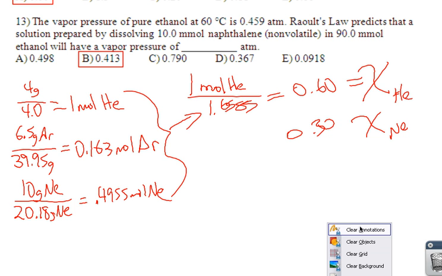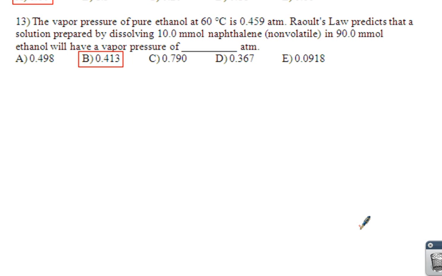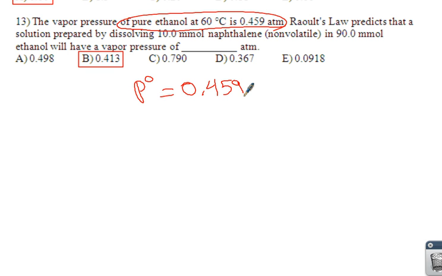We have the pure pressure of ethanol, so that is P prime equal to 0.459 atmospheres. Raoult's law predicts that the pressure is going to be dropped, so we're actually looking for the other pressure. Put a question mark. In order to do that, we need chi, the chi of the solvent, or of whatever we're looking for here. In this case, it is the pure ethanol.